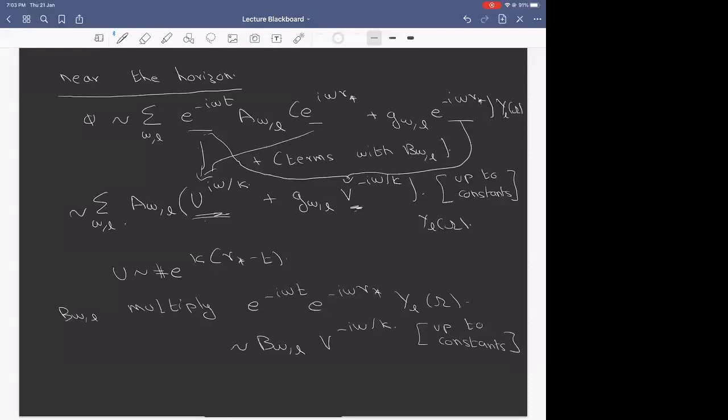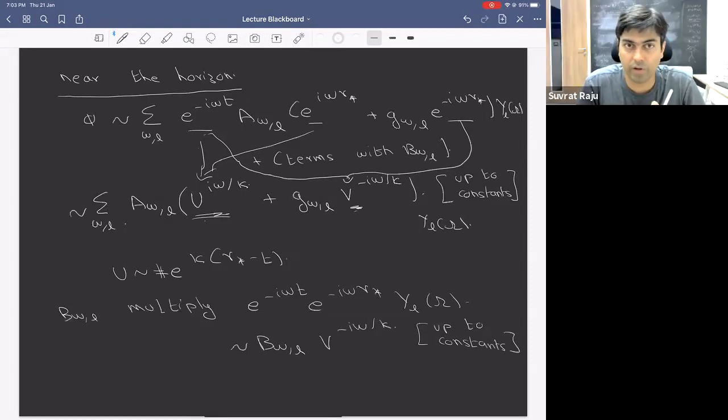We just had U raised to the i omega. This k has been appearing all throughout. This k is the surface gravity. The reason is that if you remember the relation between Q, T and R star, it has this e to the k sitting inside it.